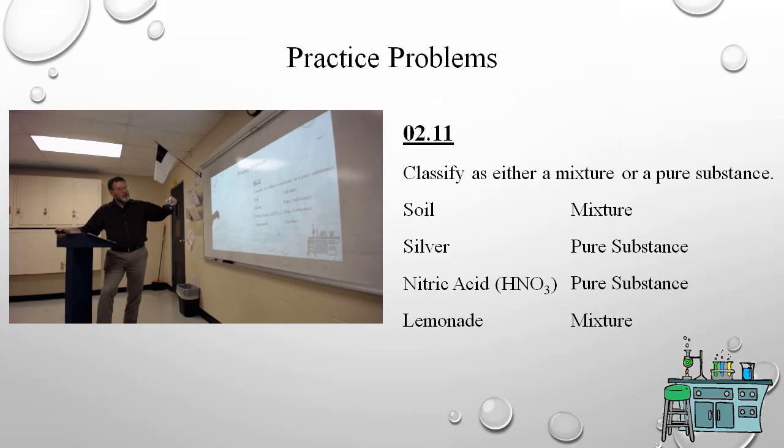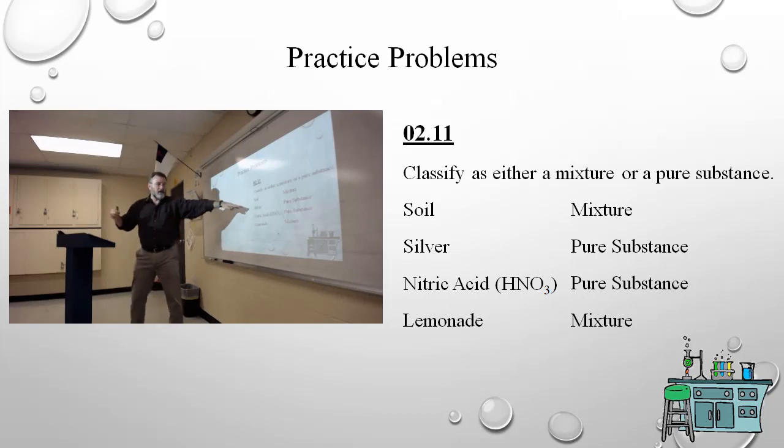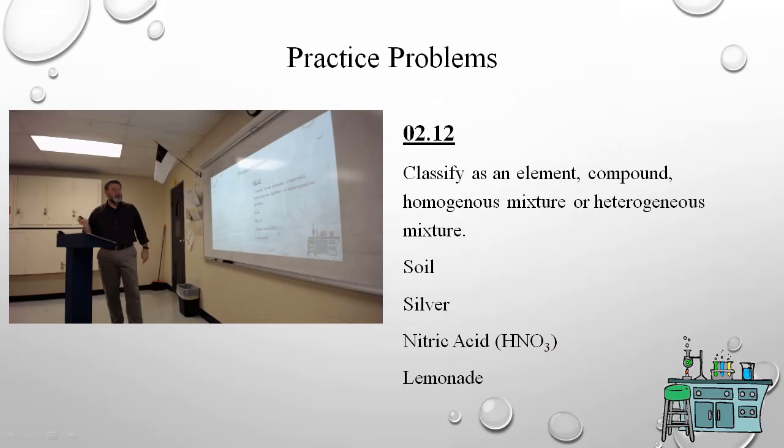Now, question 12 has us go through the same list again and decide whether or not these items are elements, compounds, homogeneous mixtures, or heterogeneous mixtures. So if they're a pure substance, they're going to be either an element or a compound. And if they're a mixture, they're going to be either heterogeneous or homogeneous. Right? So, classify them again. Silver. We said before that it was a pure substance. So is silver an element or a compound? It's an element, right.